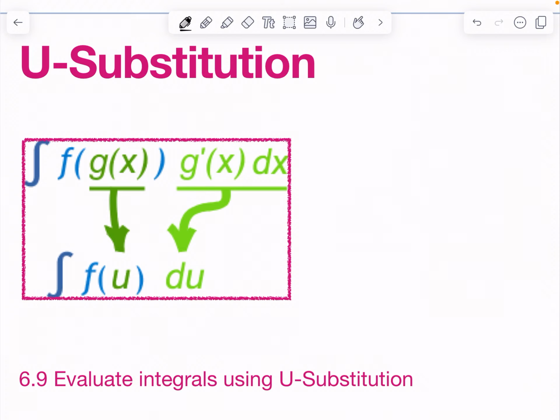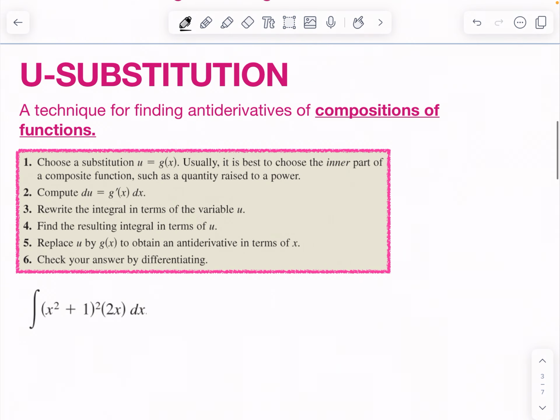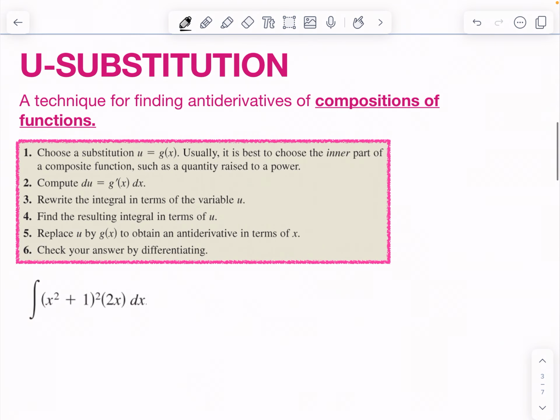Hello there everyone, thank you for joining me today as we discuss U-Substitution, a technique that will help us to evaluate integrals of compositions of functions. So, as I previously mentioned, this technique of U-Substitution helps us to find antiderivatives of compositions of functions. There's a series of steps we can follow here.